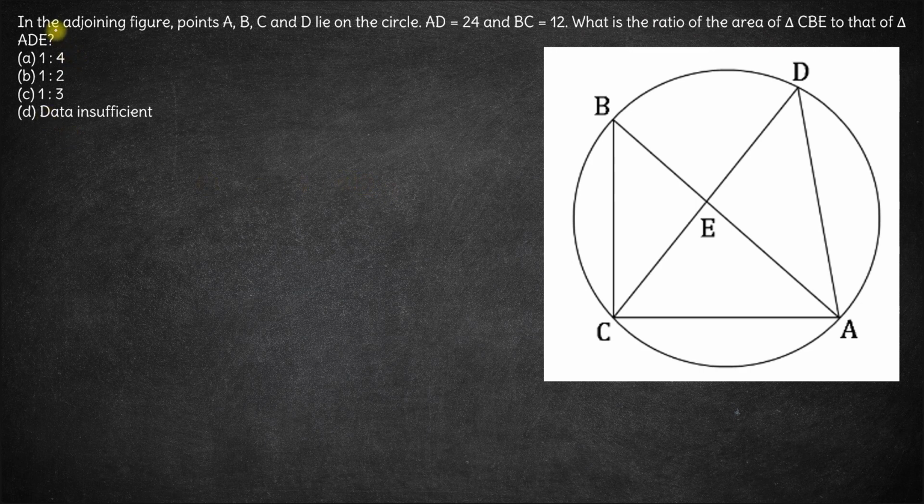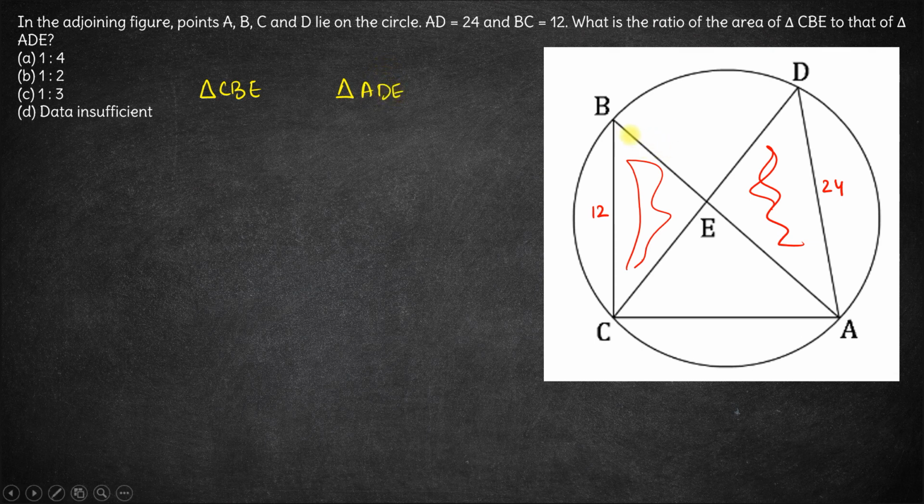Hi. In this question, we have, in the adjoining figure, points A, B, C, D lie on a circle such that AD is 24 and BC is 12. What is the ratio of the area of CBE, this triangle, to that of ADE, this triangle? Okay. Now consider these two triangles, triangle CBE and triangle ADE. In these two triangles, we know angle AEB is equal to angle AED, vertically opposite angles, right?